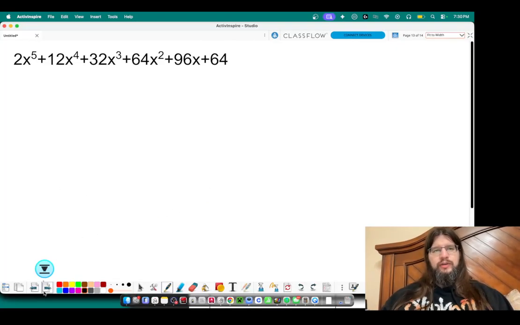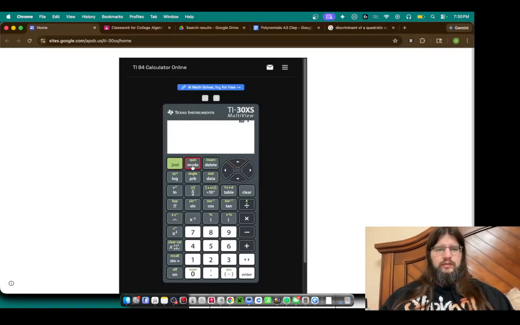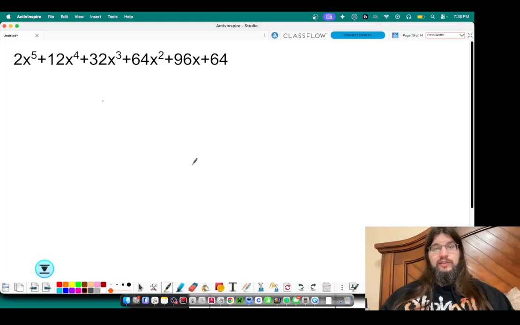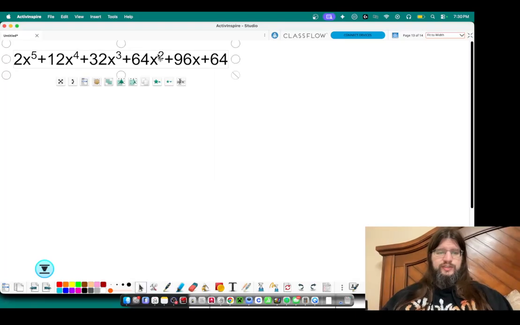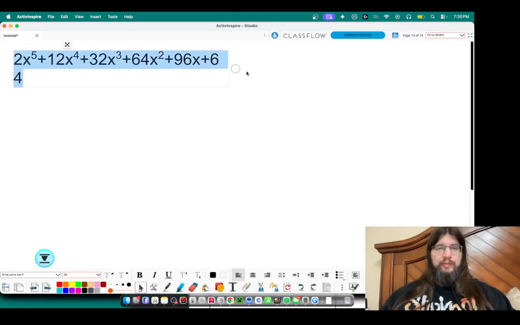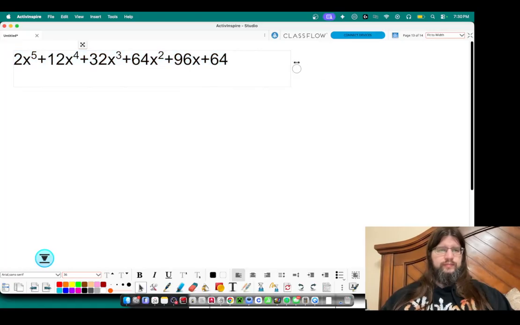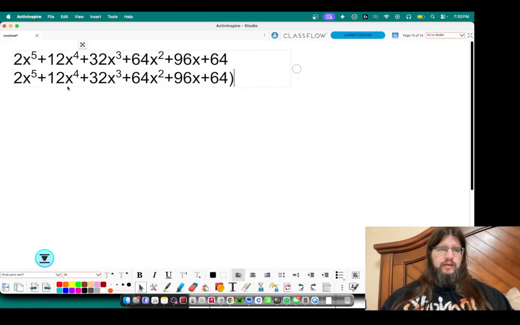So I figured we might as well throw in one of these giant 5th-degree polynomials just to see that, oh yeah, the same process will work. So it's not a quadratic. There's no discriminant test. I'm looking through here. Oh, I do have a 2. Let me just copy paste that. And I'm going to factor out the 2.